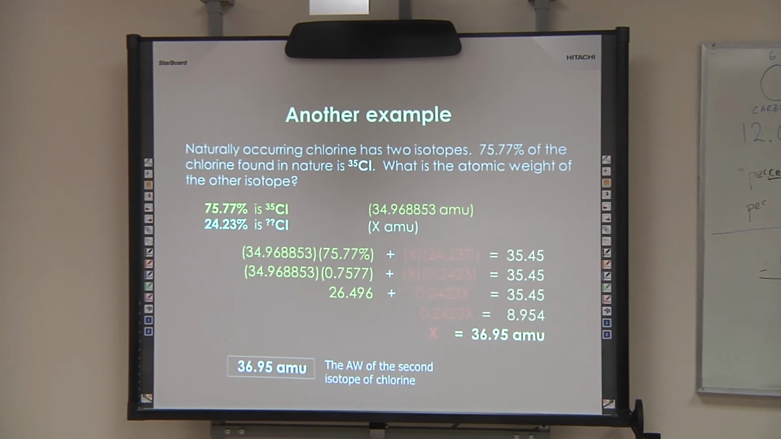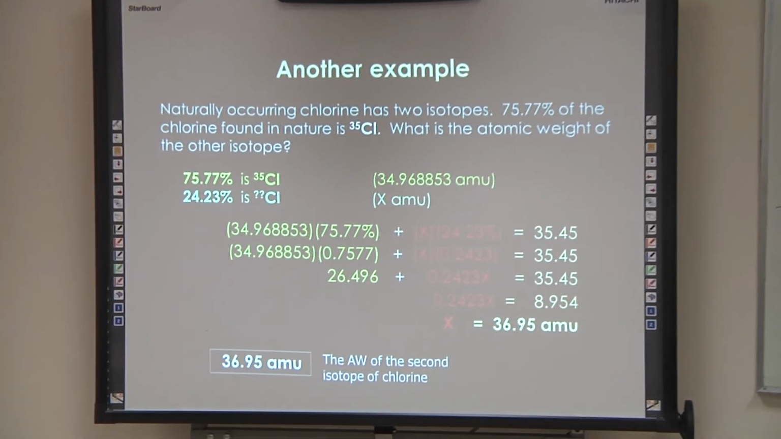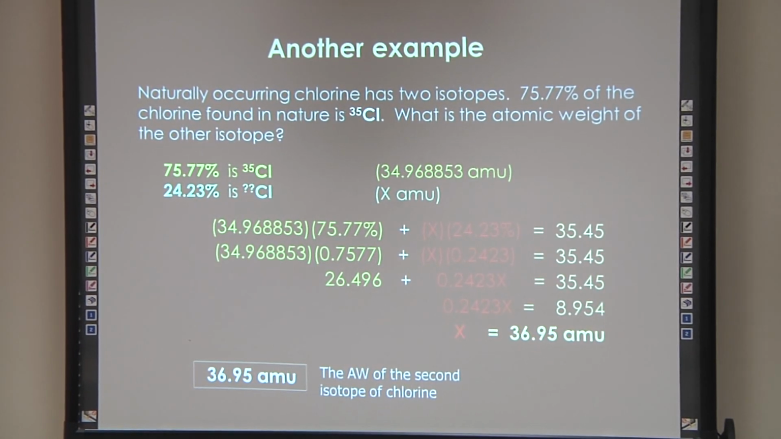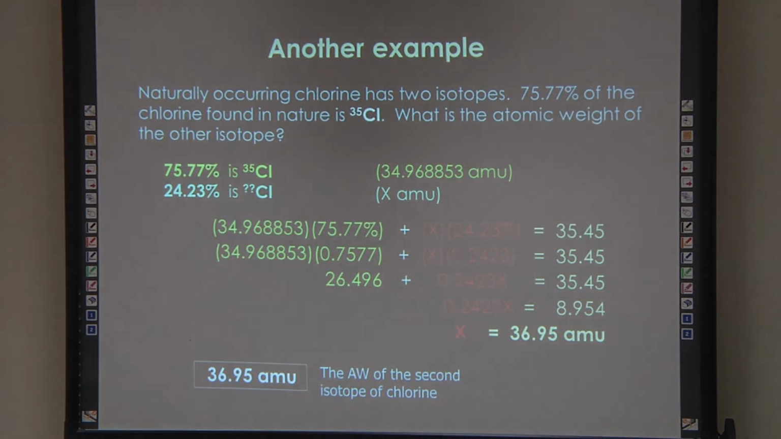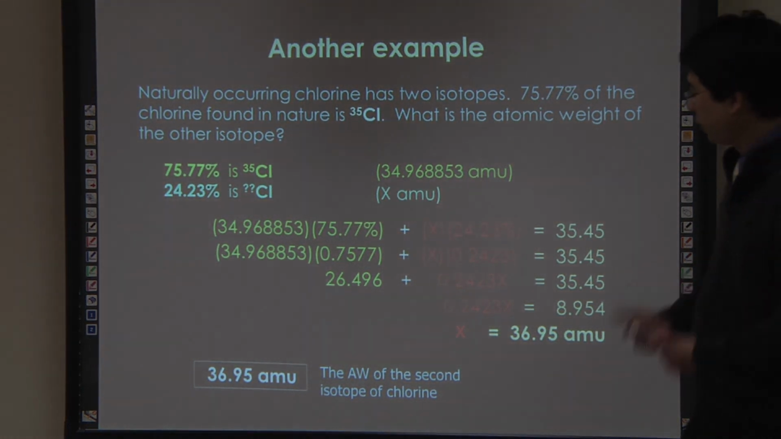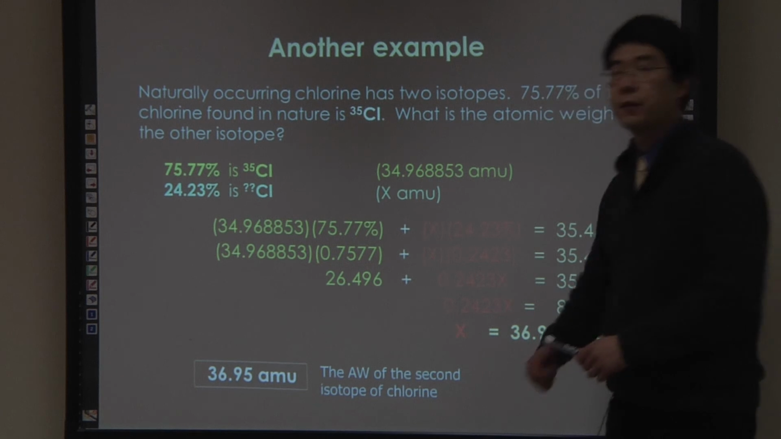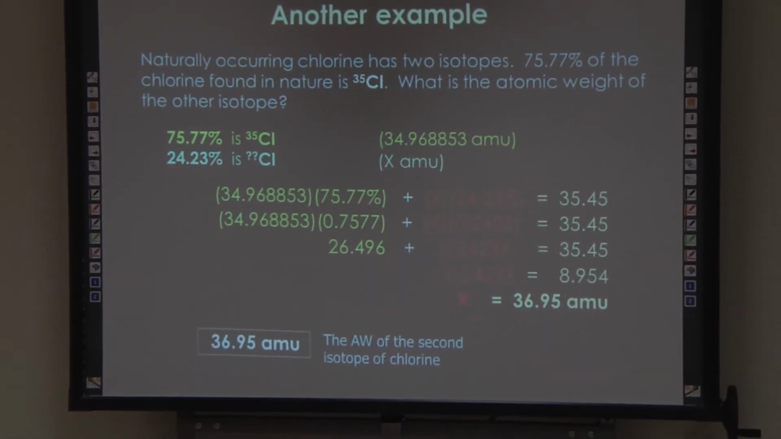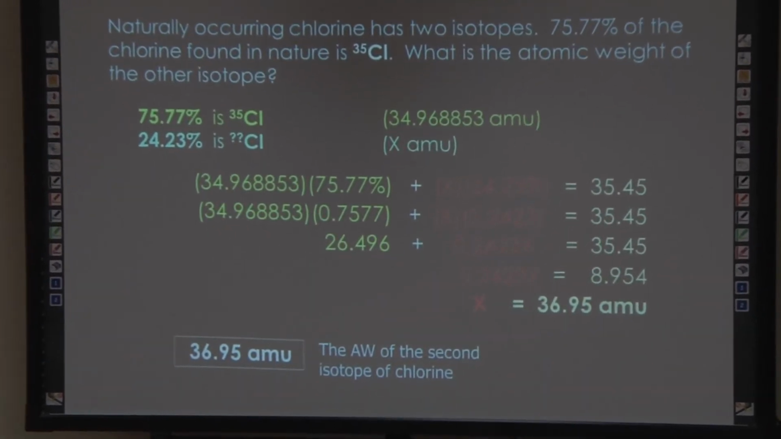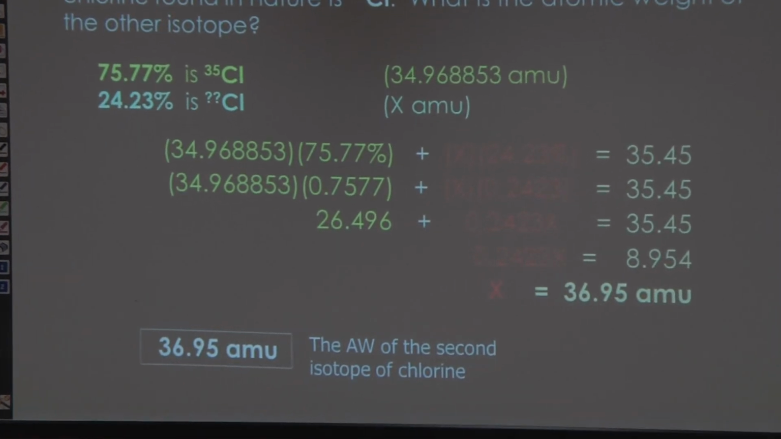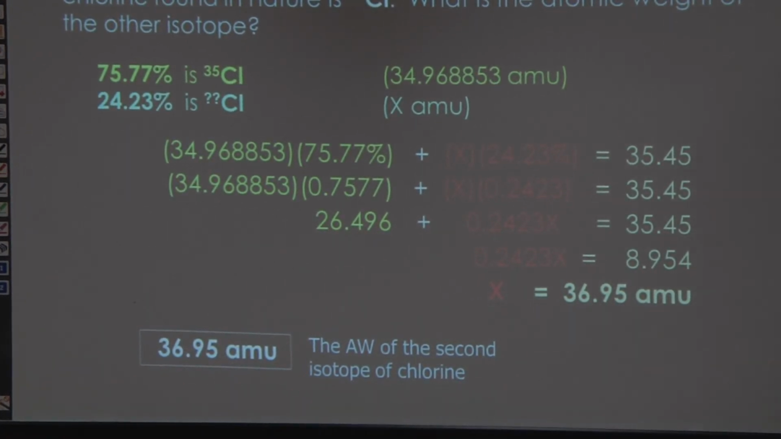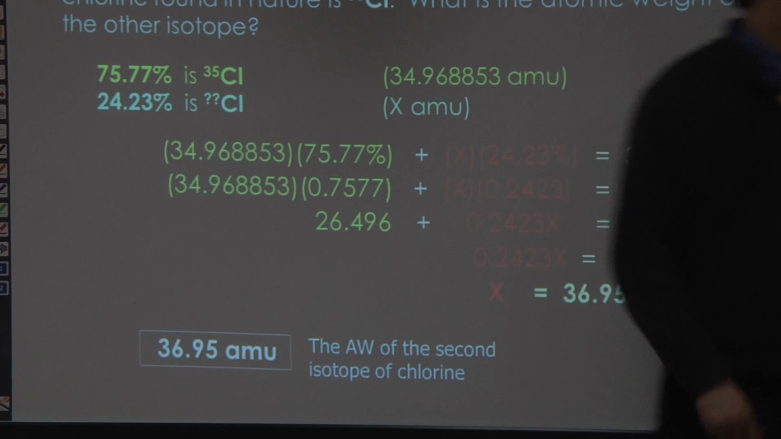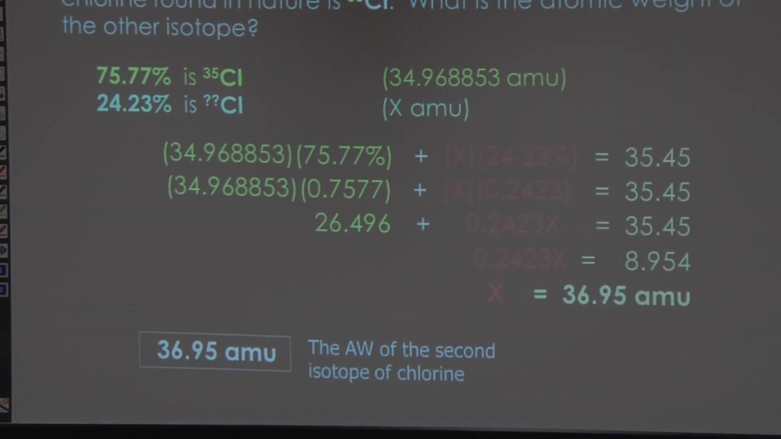So the atomic weight of the second isotope of chlorine is 36.95 AMU. And because the whole number that it's very close to is 37, we're going to say that the other isotope is chlorine-37 with this exact atomic mass.